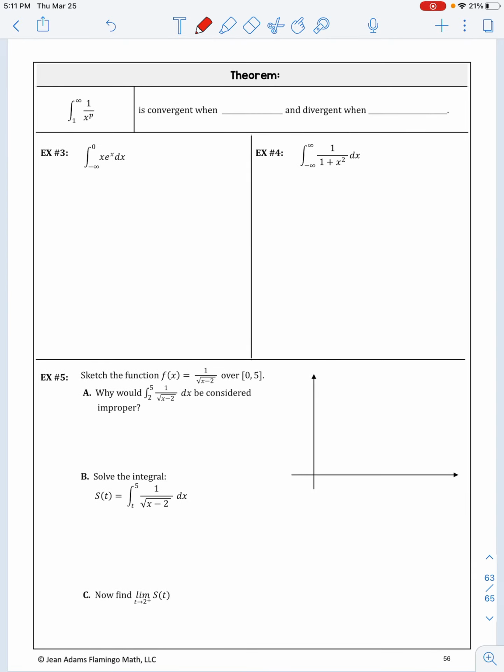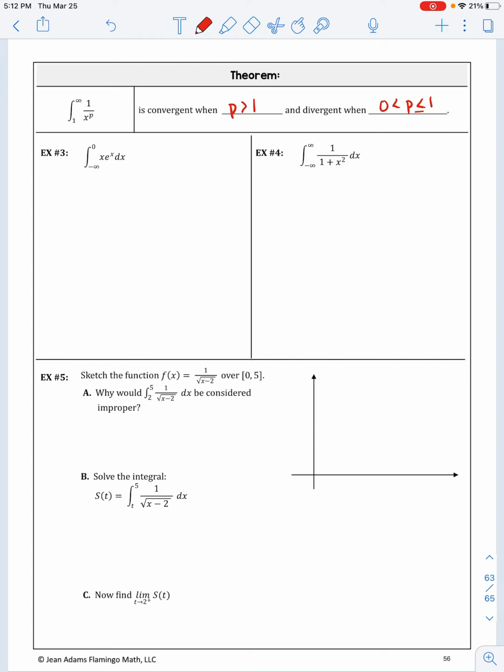So now our theorem, if we have the integral from 1 to infinity of 1 over x to the p, it is convergent when p is greater than 1. But it is divergent when p is between 0 and 1, but it can equal 1 and still be divergent, okay? Because we said that 1 over x to the 1 is divergent.